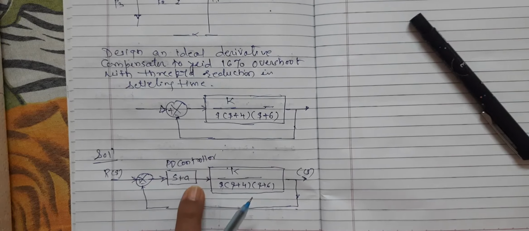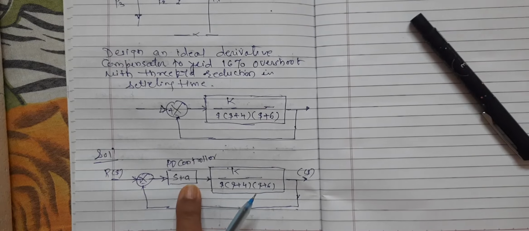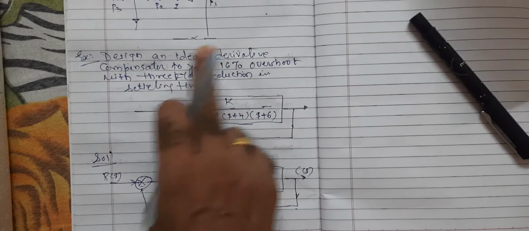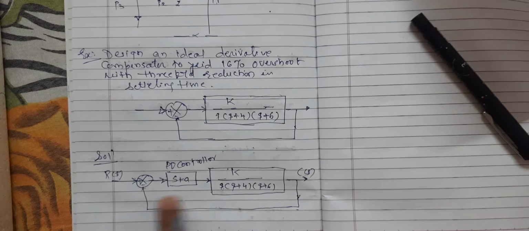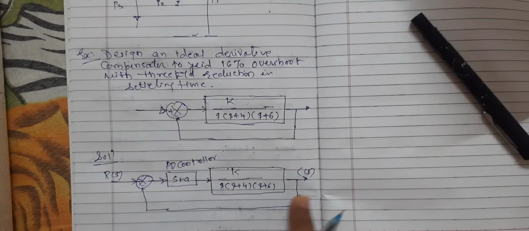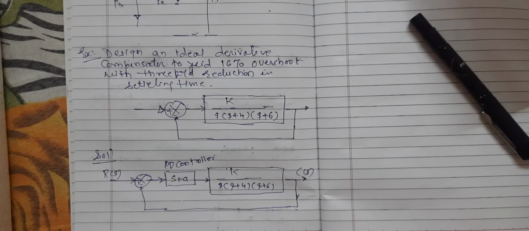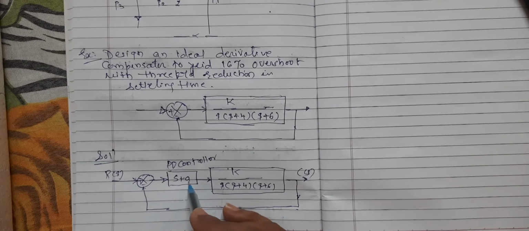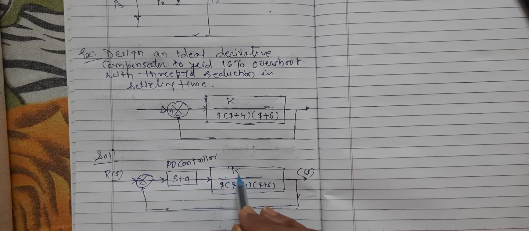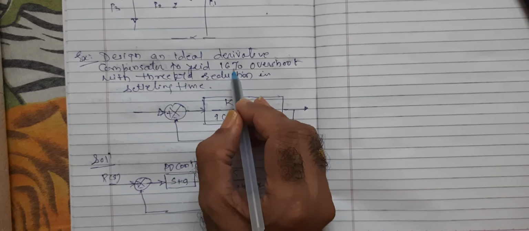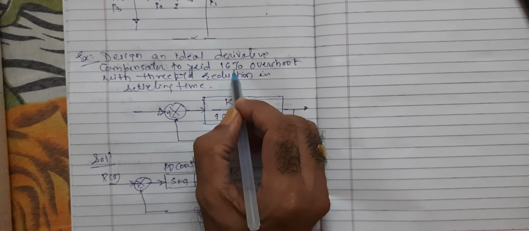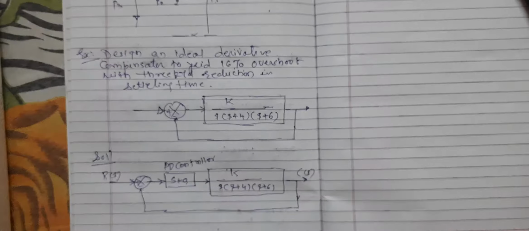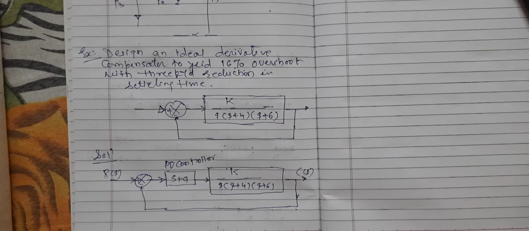To this given system we will connect one controller or compensator, that is the PD compensator, because it is asked here in this example. Now we have to find out the value of a and the value of k for the desired overshoot, which is 16%. And the settling time is a three-fold reduction, that means it is 1/3 of my settling time.